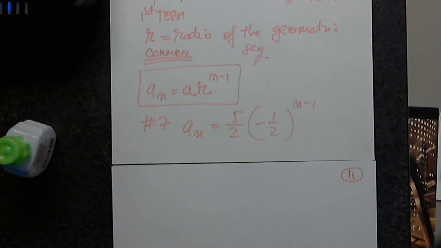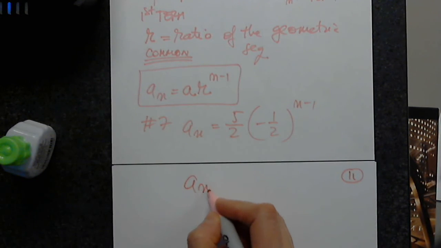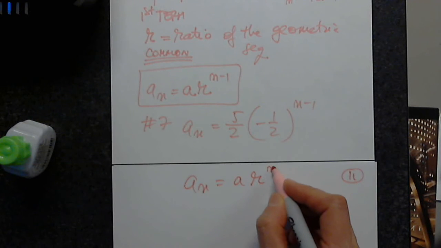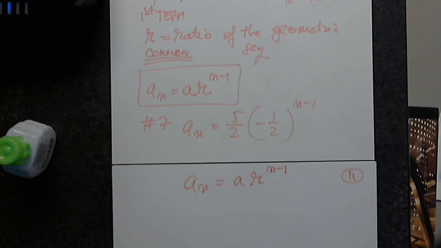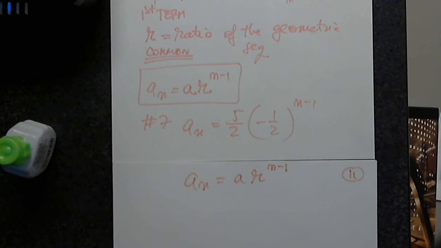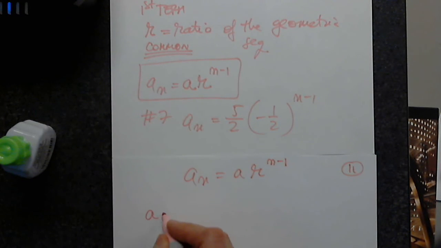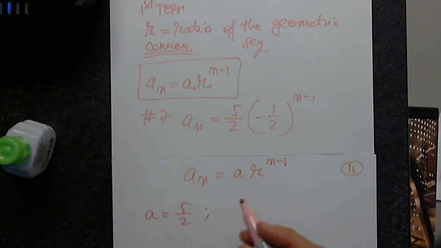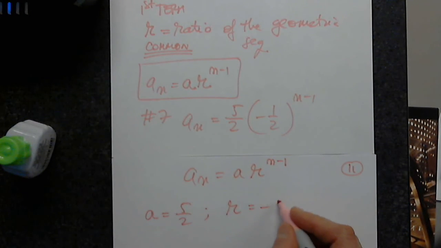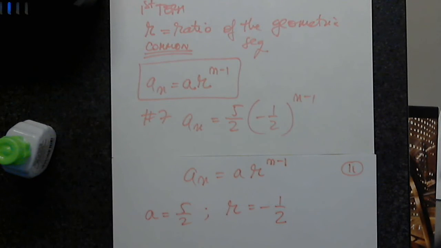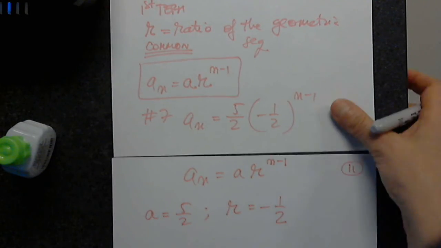Okay, so when you compare to a times r to the n minus 1, you will immediately, because I may ask you this, find a. How much? That's it. Find the common ratio, or the ratio. -1/2. So now they want us to find the first 5 terms. So let's find the first 5 terms.